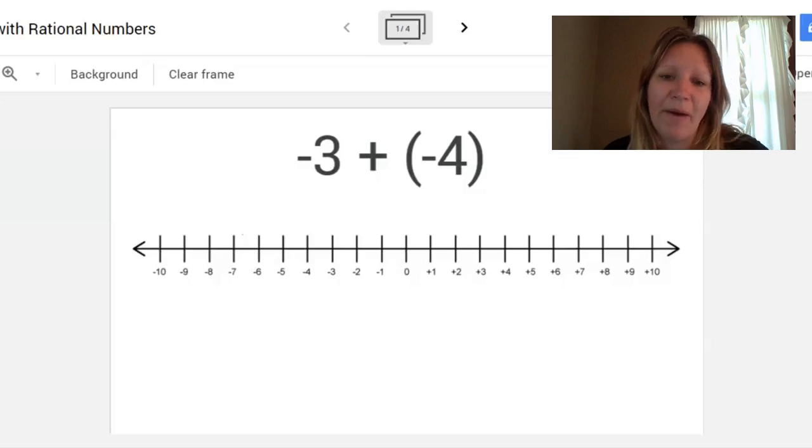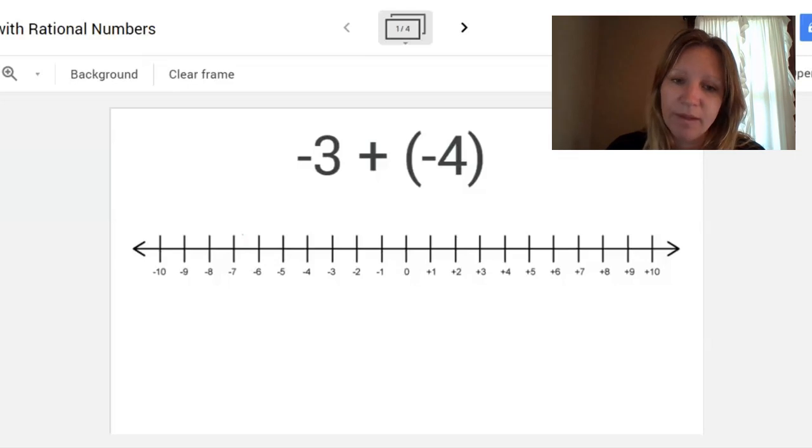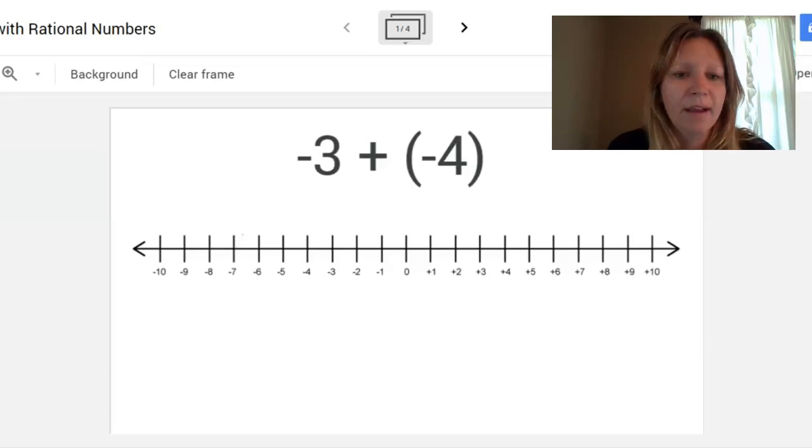Today we're going to talk about adding with rational numbers. You guys have added and subtracted with integers. Today we're going to look at the rational numbers, which is fractions and decimals, and just how we can maneuver that along a number line. So the first example is just to review: -3 plus -4.